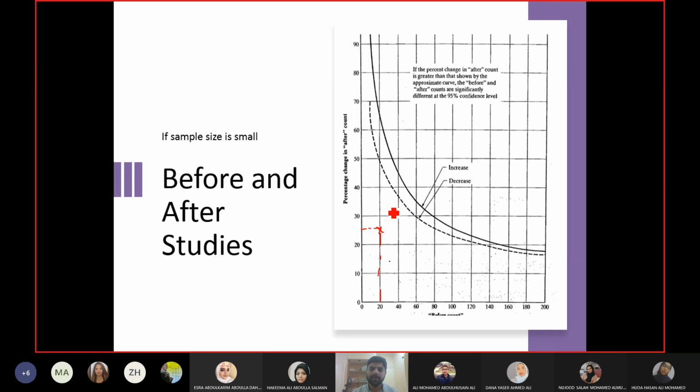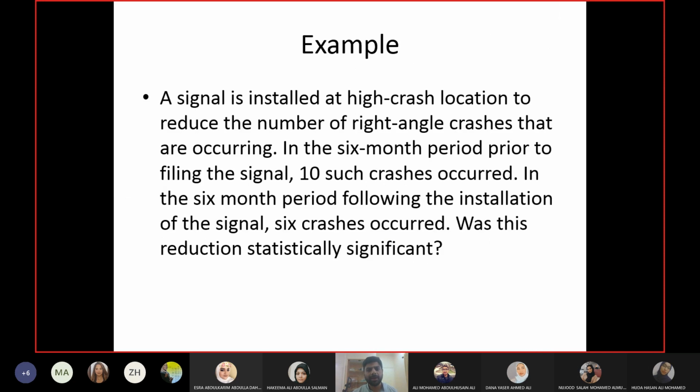Let us look at an example. A signal installed at a high crash location to reduce the number of right angle crashes. Right angle means this one.